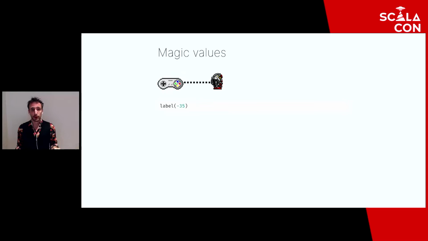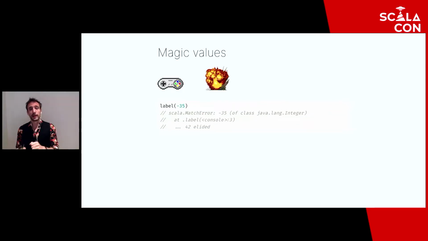What do you think happens when I run that label of -35? Well, -35 is a valid integer, label takes an integer, so the compiler is very happy with this. But we get a runtime explosion because we haven't handled the -35 case in our pattern match. So this obviously doesn't work.